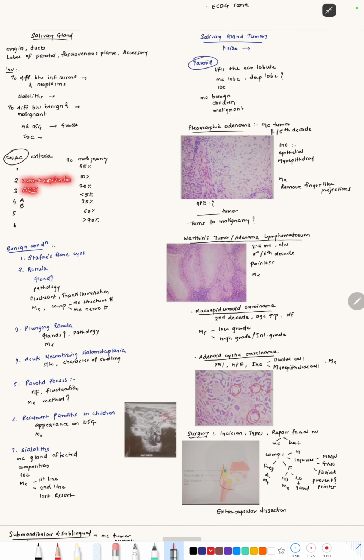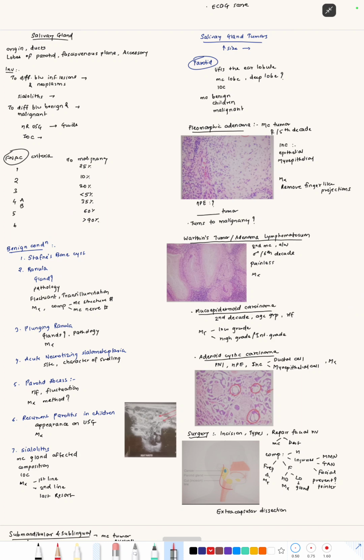In type 3 it is AUS, that is atypia of unknown significance. Over here the malignancy is about 20%. Then 4A is benign in nature. Here the risk of malignancy is the least, less than 5%. In 4B it is the SUMP, that is salivary gland neoplasm of uncertain malignant potential. Here a 35% risk of malignancy is present. Then 5 is suspicious for malignancy with 60% risk, and for a malignant lesion, more than 90% risk for malignancy is present. So this Milan criteria is important for salivary gland tumors.